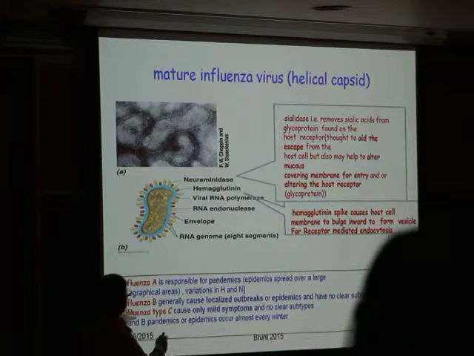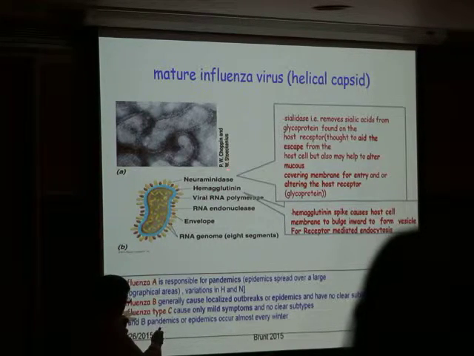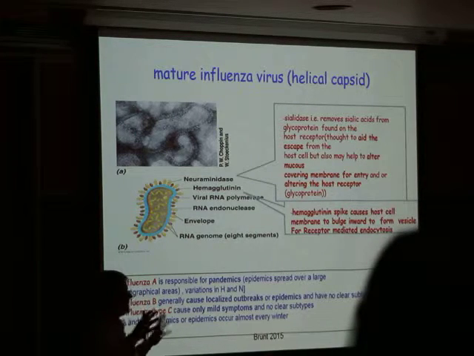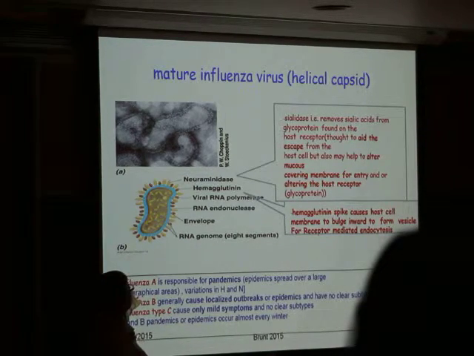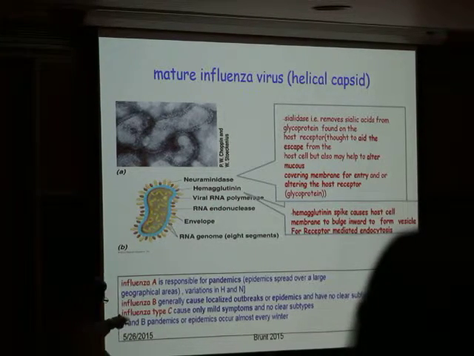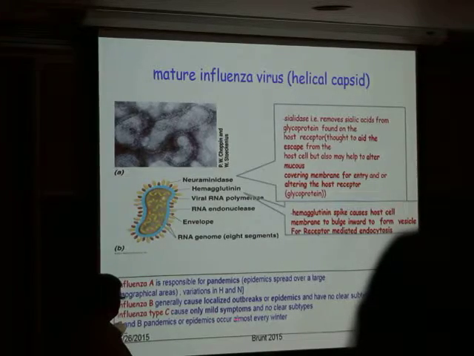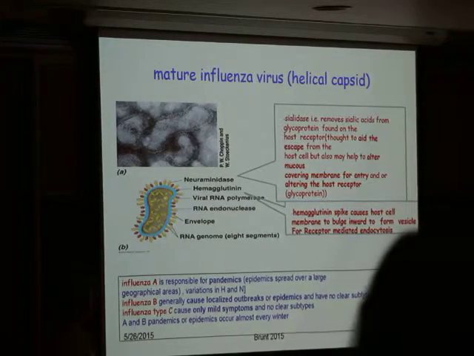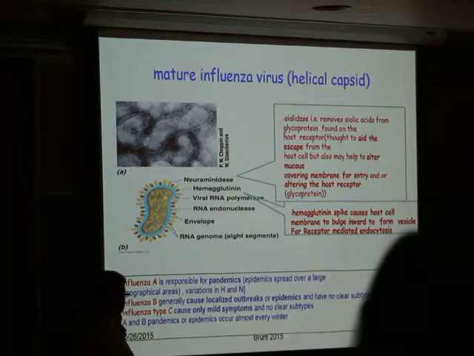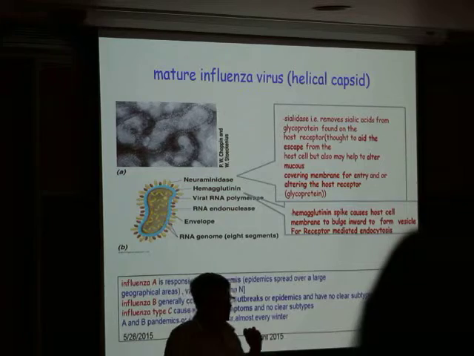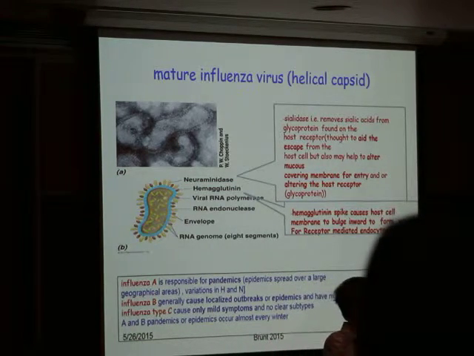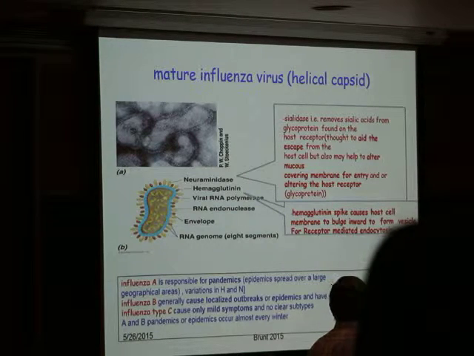There's no clear subtypes, so there's no difference between neuraminidase and hemagglutinin. Why am I telling you this? Because this is how we get strange virus infections in influenza A, the ability to mix up neuraminidases and hemagglutinins. Influenza type C only causes mild symptoms and there's no clear subtypes. A and B can cause epidemics almost every winter, but it's really influenza A that we have to be concerned about to reassort and form these unique viruses.